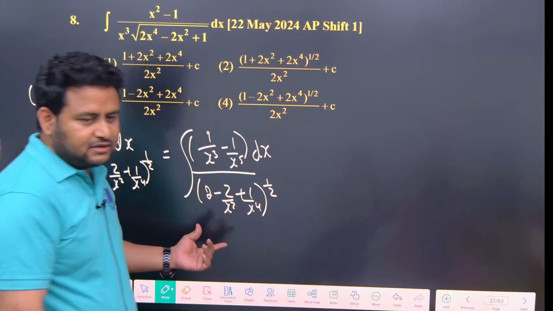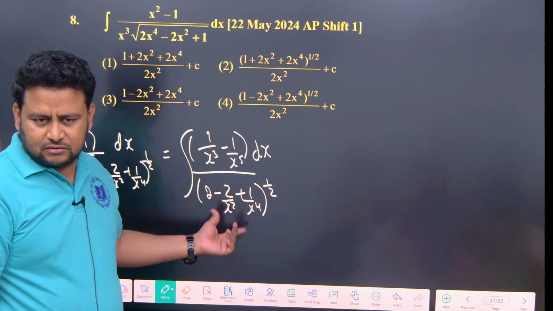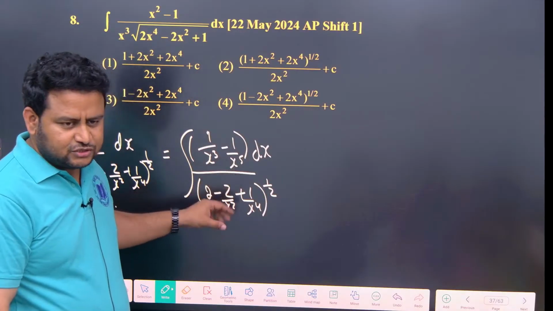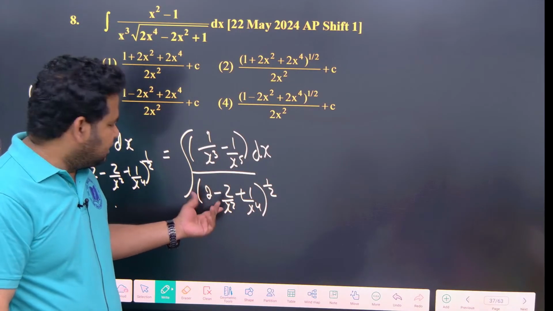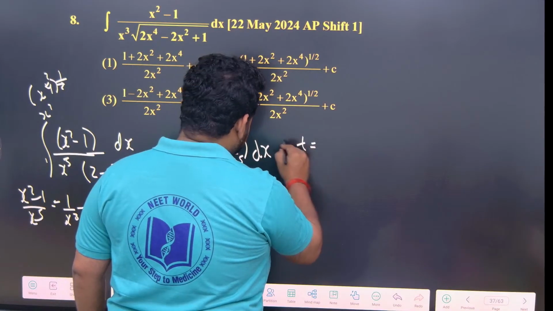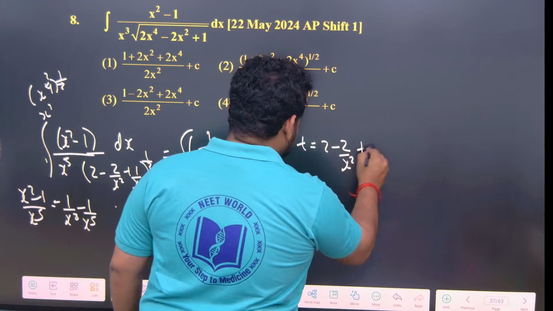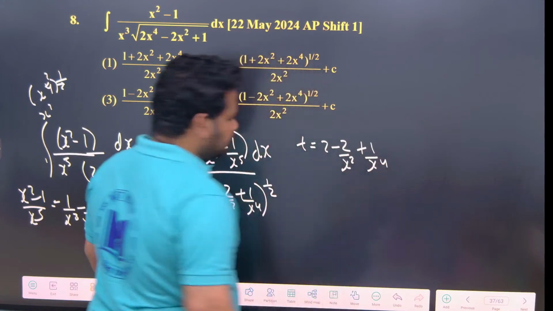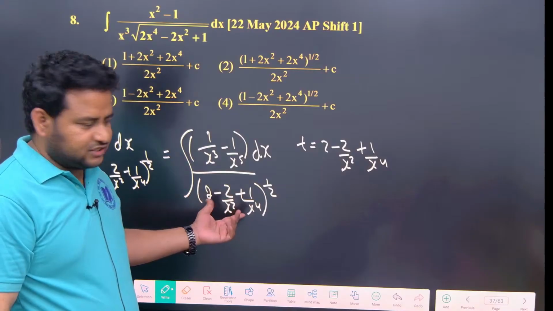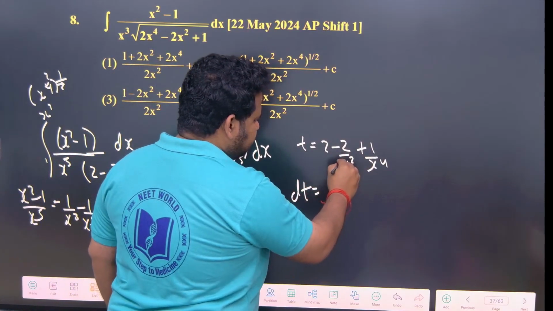This is what we are having. Now, we will take the denominator as t. Not always, but in such types of questions you have to take the denominator as t. If I take this as t, t is equal to 2 minus 2 by x square plus 1 by x power 4. Whatever is within the bracket I will take as t. So dt is equal to 0 minus 2 by x square.